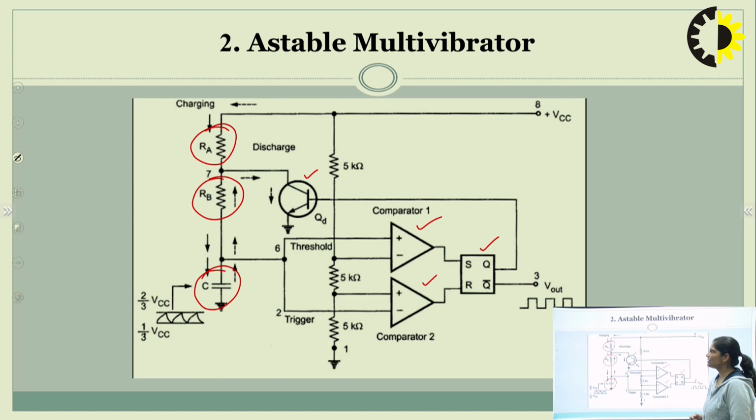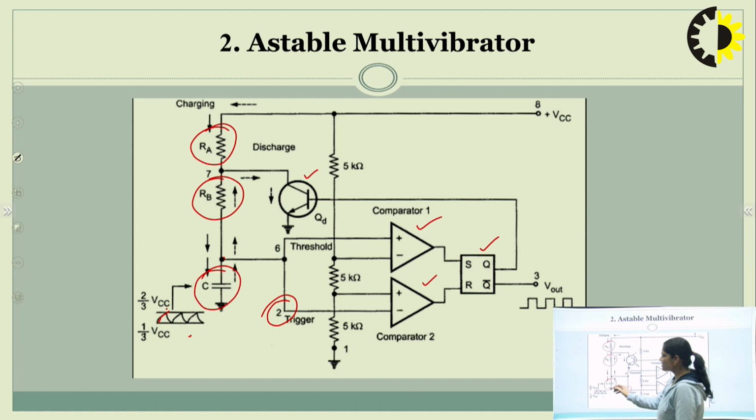The only difference is that we are not giving a triggering input at pin number 2. This is connected to the capacitor here. When your capacitor starts charging, the minimum is 1/3 VCC, and the capacitor will charge up to the maximum point, that is 2/3 VCC. So this is the waveform of this capacitor.